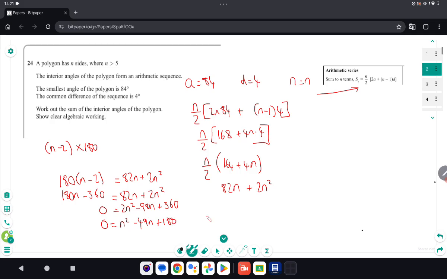So you've got options here. You could use the quadratic formula. I have seen how to factorise this. n is 45 or n is 4, but it can't be 4 because n's got to be bigger than 5. So we know number of sides is 45.